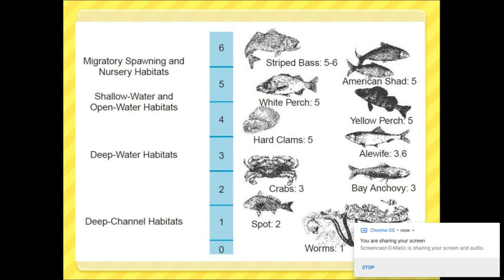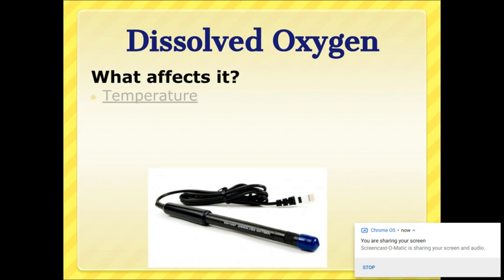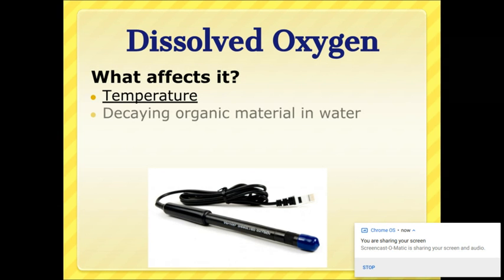Now, what's going to make the dissolved oxygen higher or lower in certain areas? Well, there's 4 main things that can affect it. The very first is the temperature. Second, decaying organic material in the water.